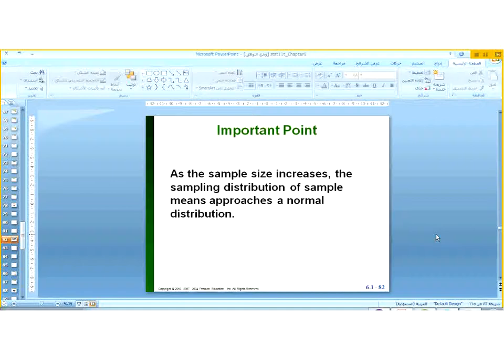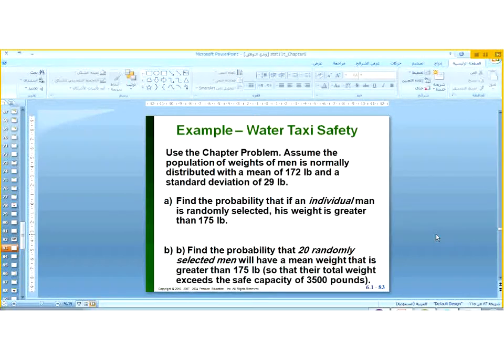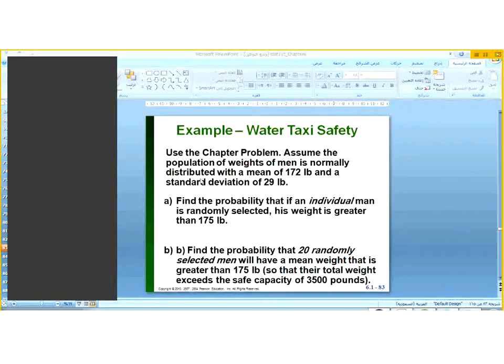Important point: as the sample size increases, the sampling distribution of the sample mean approaches a normal distribution, as we said. Here is an example to show how to use the central limit theorem in application. Assume that the population of weights of men is normally distributed with a mean of 172 and a standard deviation of 29. So is this distribution for the mean, or for x, the original random variable? Bravo Mona, this is for x, so this is the value of mu, and this is sigma.